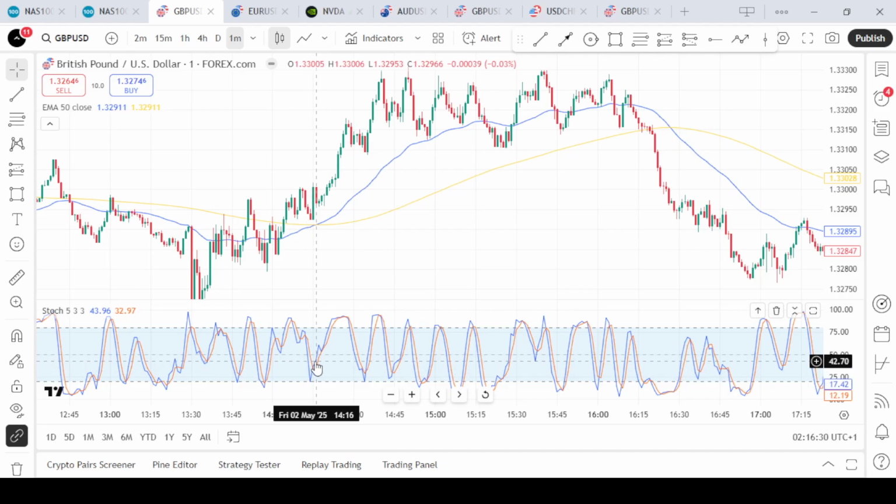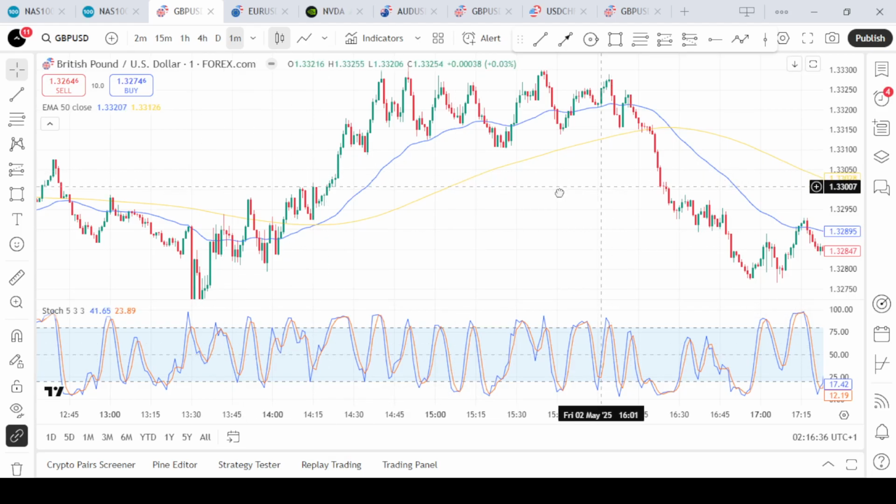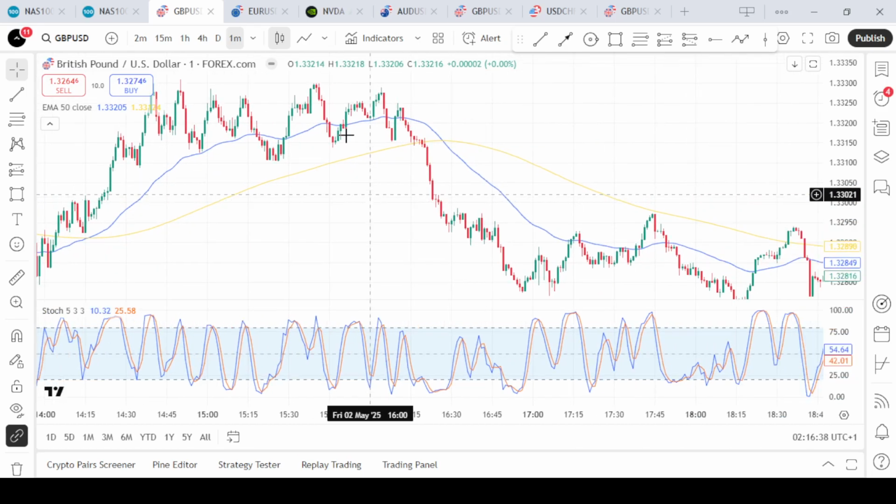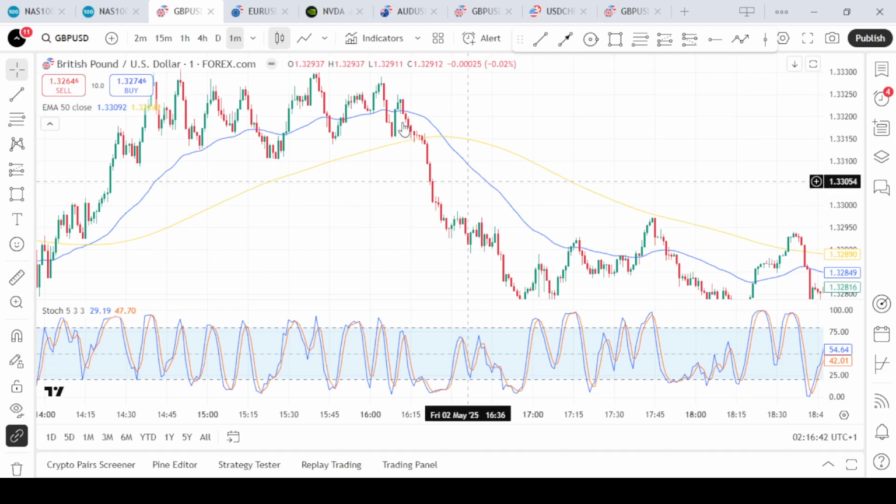This is the 40 level, and so on and so forth. This confirms our upward momentum. Now, in terms of a selling trade or a short trade, the process is reversed. All you need to do is check if your 50 period exponential moving average crosses below your 100 period exponential moving average. This indicates a bearish trend.